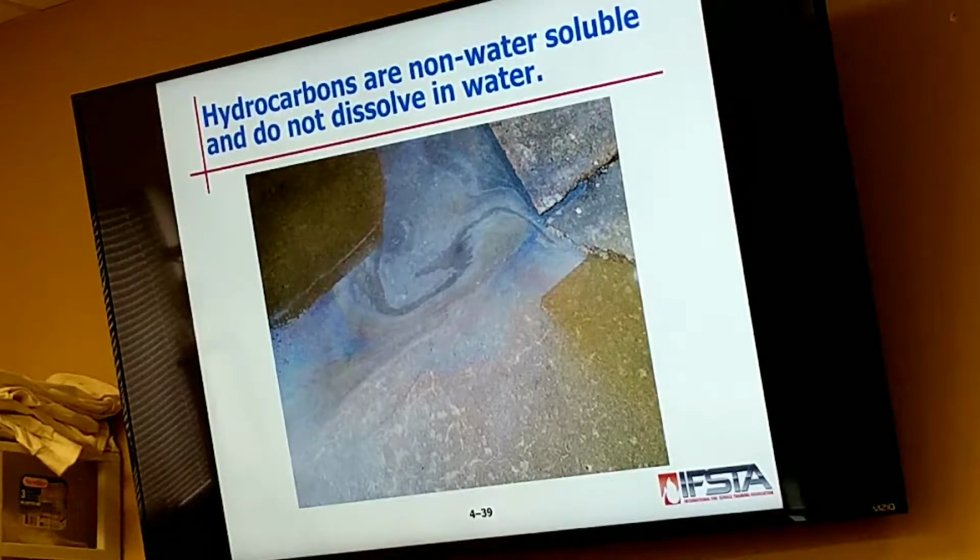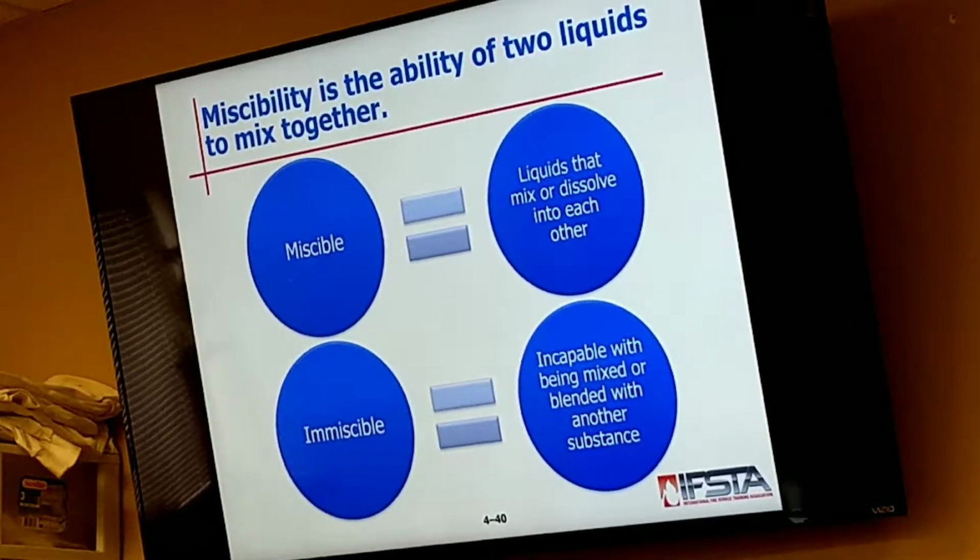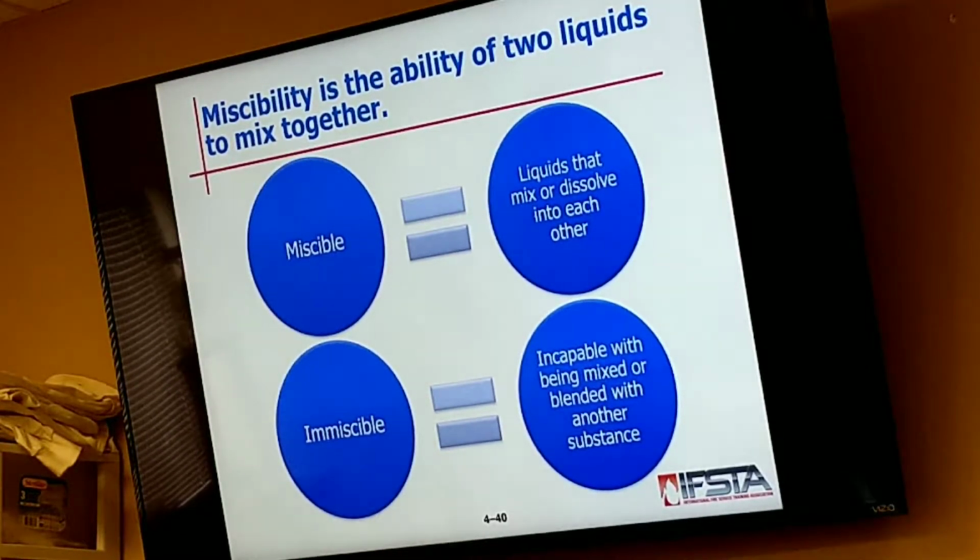This can affect our respiratory system. Sometimes it can be delayed 12 to 24 hours. We could have difficulty breathing, pulmonary edema. We could be coughing up blood. Immiscibility, that's the ability of two liquids to mix together.